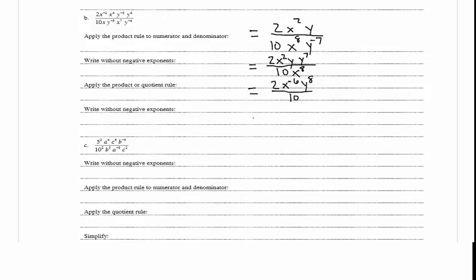And now it wants us to write it without negative exponents. And we're also going to simplify 2 over 10. 2 over 10 simplifies to 1 over 5. So we're going to end up with y to the 8th in the numerator, and 5x to the 6th in the denominator.